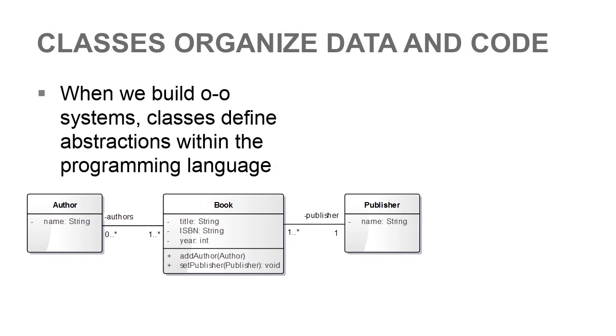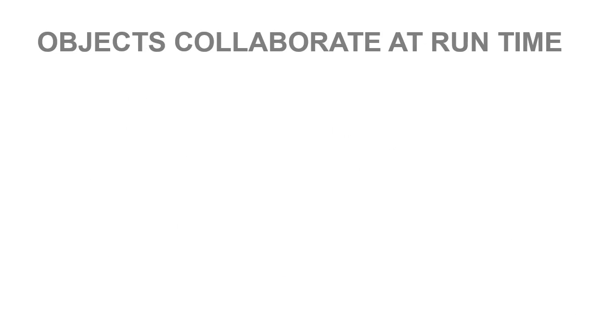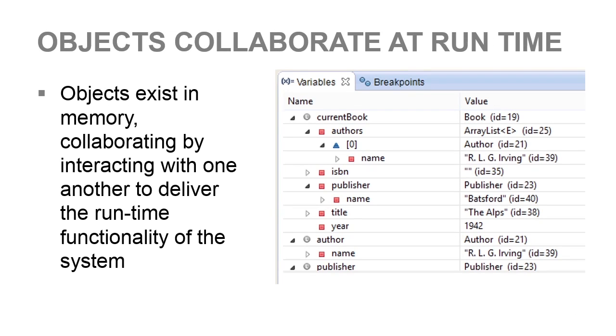The classes in the model go on to become the basis for the program code that's written to implement the system. This may be automated by generating code directly from the model, or it may be done by a programmer using the model as a specification. When the system is running on a computer, objects exist in memory, and through the functionality defined in their operations, collaborate to deliver the functionality of the overall system.